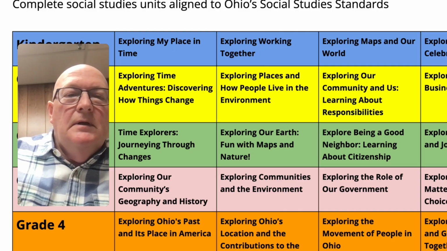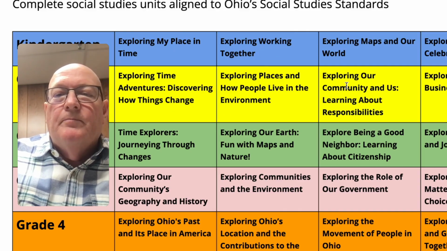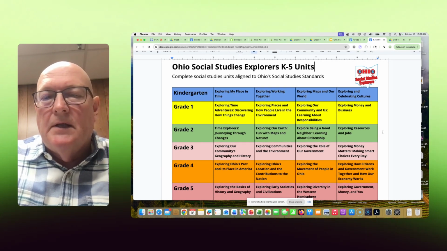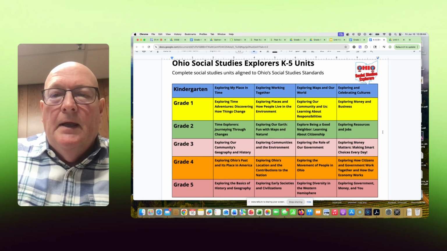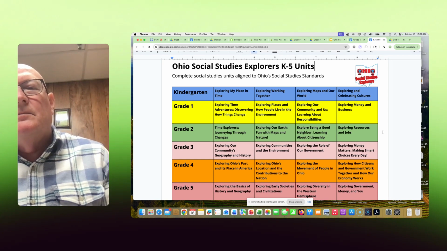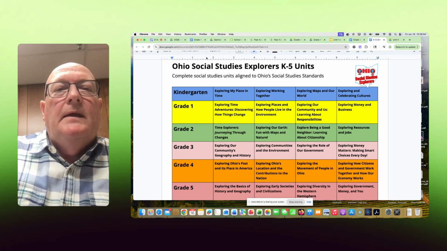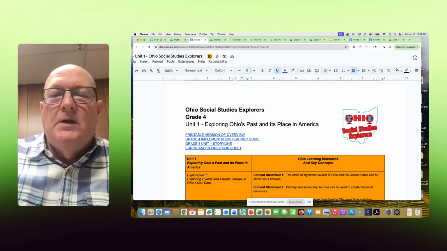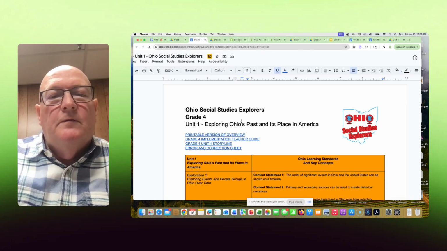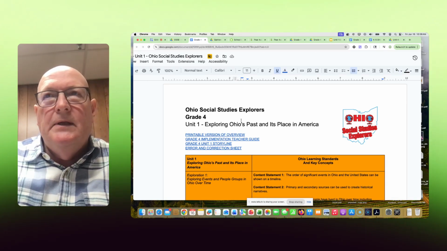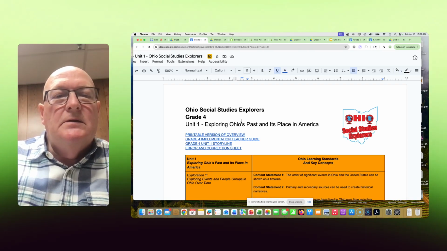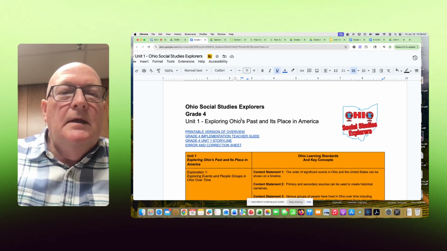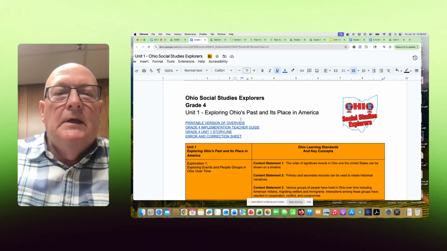So you'll see each grade level has 4 units where they explore different concepts that are aligned to the Ohio content standards for social studies. And then when a district purchases the curriculum, the grade level teachers will receive a unit overview that looks like this. And this is a shared Google Doc. They get access to 4 shared Google Docs, which have all the resources and information they need to teach each of the units.